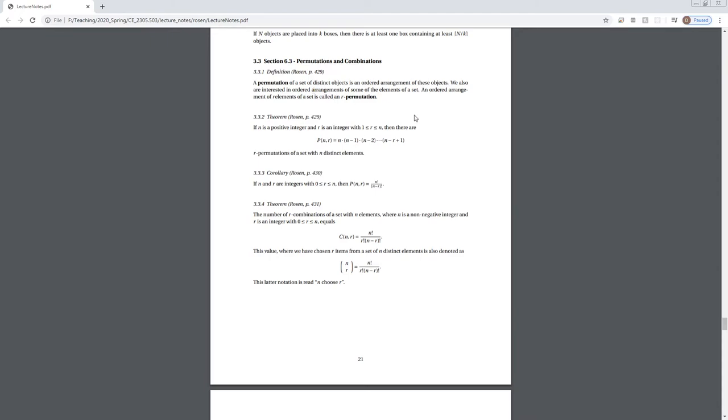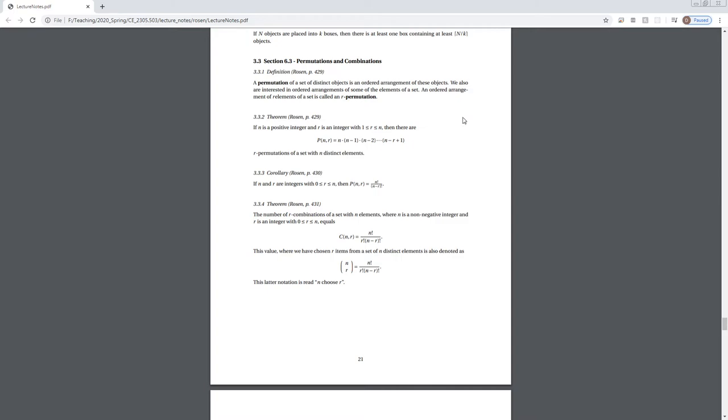A permutation of a set of distinct objects is an ordered arrangement of these objects. We're also interested in ordered arrangements of some of the elements of a set. An ordered arrangement of r elements of a set is called an r-permutation.